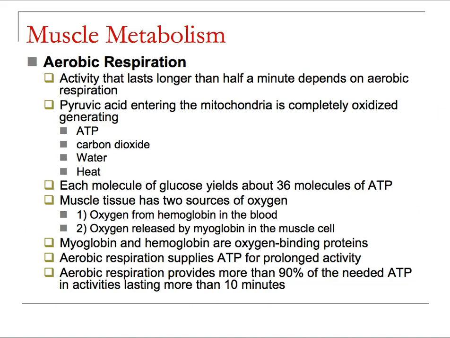So aerobic is pretty straightforward, and what I mean by that is pyruvic acid enters into the mitochondria and is completely oxidized to give us ATP, carbon dioxide, water, and heat. Remember the C6H12O6 plus O2 to give us CO2 plus H2O plus ATP, and now your body's warm. It gives you 36 molecules of ATP. Other parts of your textbook will say 36 to 38. Whatever, it makes no difference, but it needs oxygen.